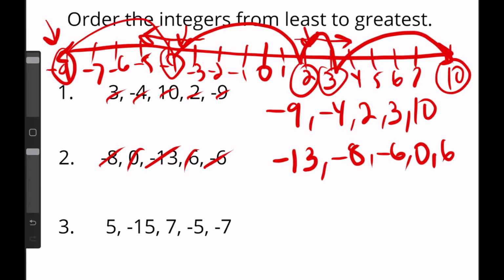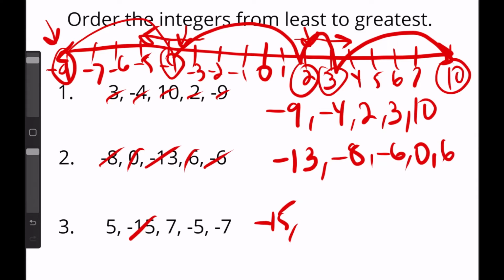So here we have it, -13, -8, -6, 0, and 6. That would be the correct order for these numbers if you are placing them from least to greatest on a number line. Let's try the last one. On the last one, we've got 5, -15, 7, -5, and -7. Let's start with the largest negative number, and that would be -15. Let's cross it off our list. Now we've got 5, 7, -5, and -7.